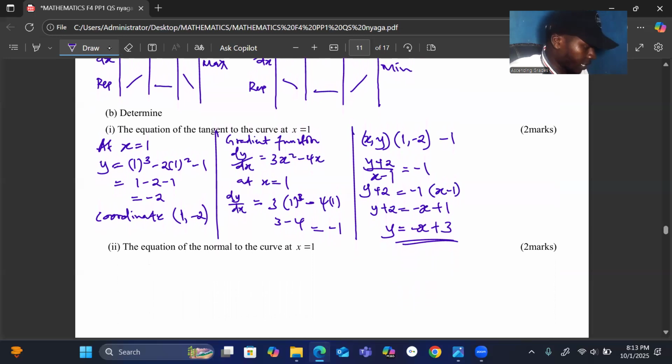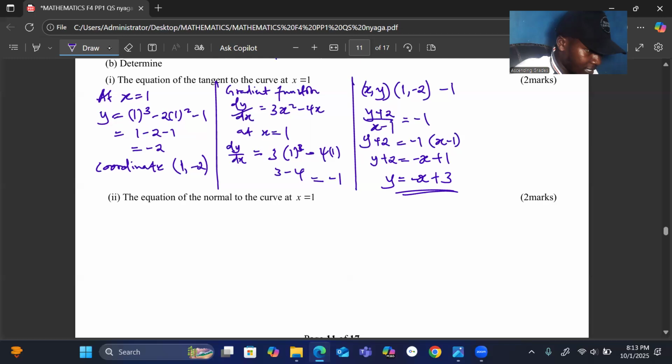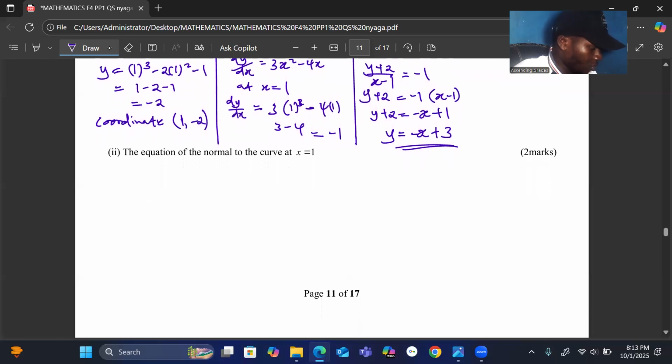Then the last part, the equation of the normal to the curve at x equals 1. So you know that m1 times m2 gives us negative 1. And m1 is negative 1, times m2 gives us negative 1. So our m2, negative over negative, will now be positive 1.